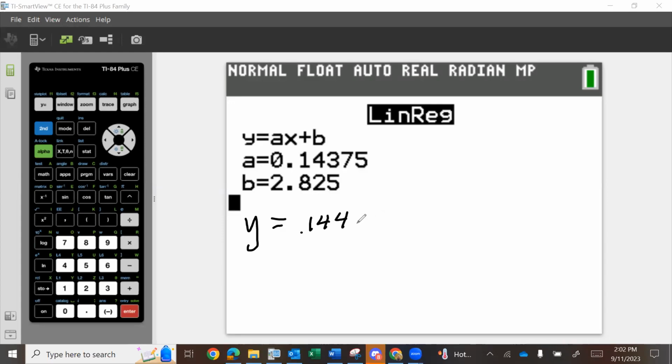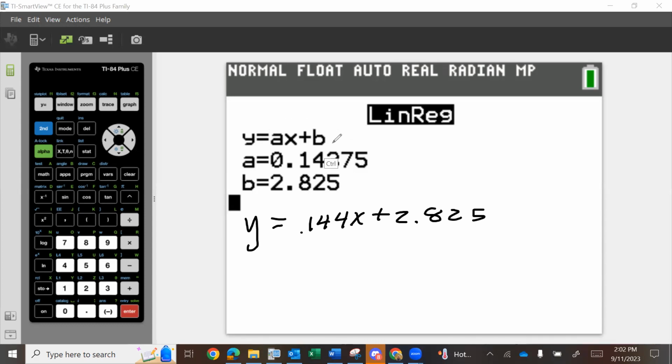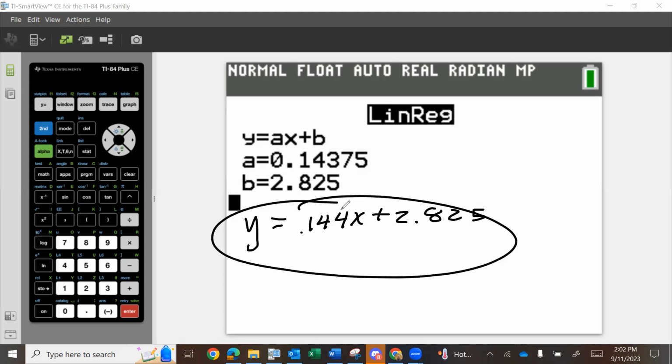0.144, because they said go 3 decimal places. After a, I'm going to do x. After x, I'll do a plus sign. After the plus sign, I'll do b, which is 2.825. Okay, so this is an acceptable answer for an equation. This is not. This is good, but we can certainly do better. And so, this is what I'm going to accept.